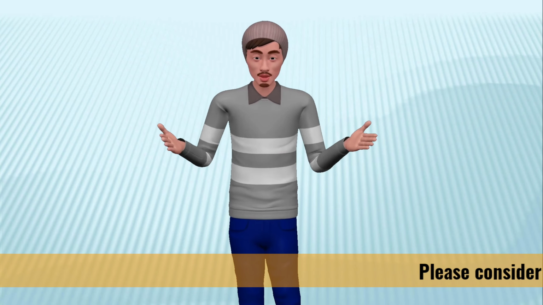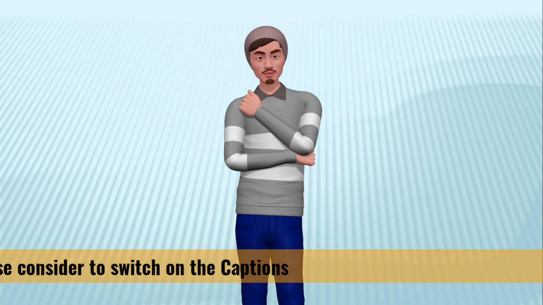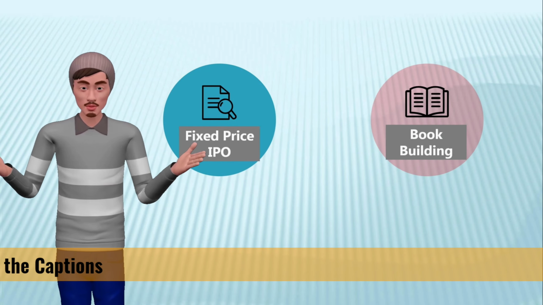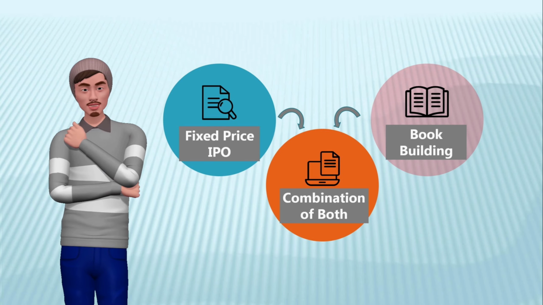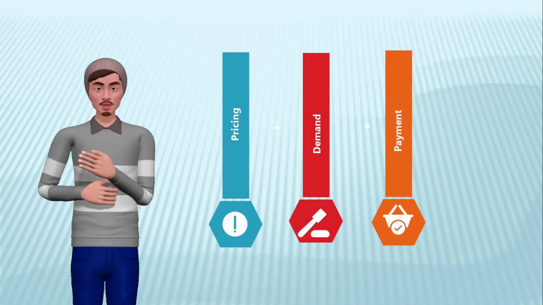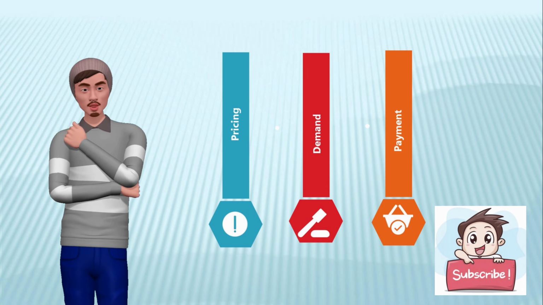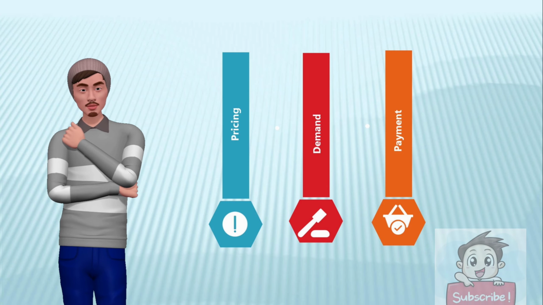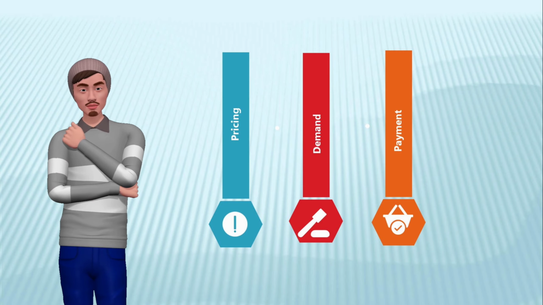This is going to be a very small video, but equally informative and interesting, so let's begin. An initial public offering can be made through the fixed price method, the book building method, or a combination of both. The difference between shares offered through the book building and fixed price process can be identified based on three major pillars: pricing, demand, and payments. Let us understand them one by one.